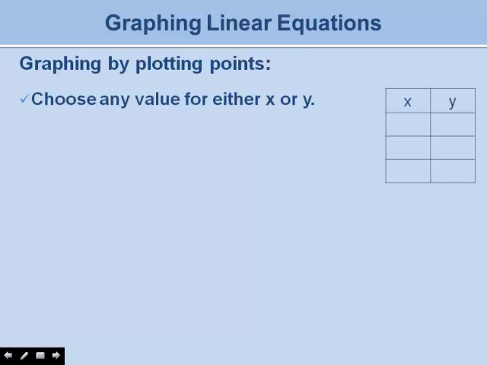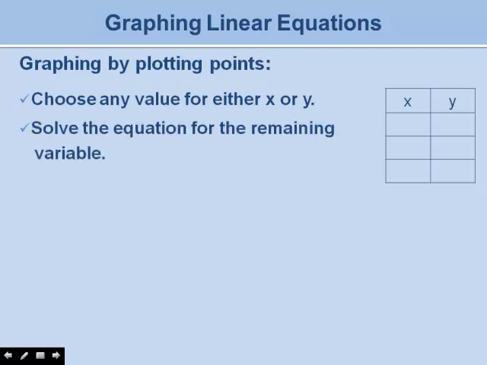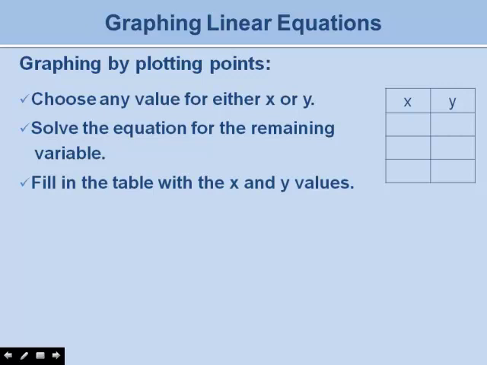So when we have a linear equation, in order to plot points, we're going to start out by choosing any value for either x or y. Then we'll take that value and substitute it in for the x or the y, and then we'll solve the equation for the remaining variable. So if we have a linear equation and a table like this with the x and the y, we're just going to fill in the table with the x and the y values.